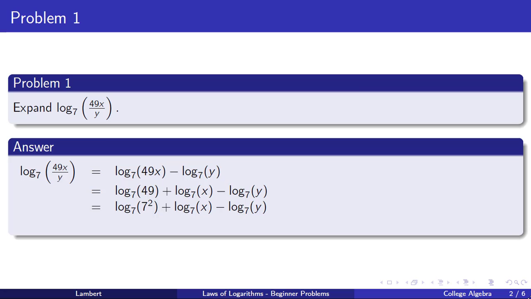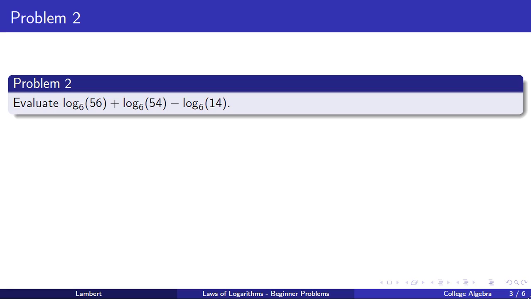And the log base 7 of 7 squared, if we wanted to simplify that, it would be 2 plus log base 7 of x minus log base 7 of y. Notice though, at actually the second step, we were done. We've expanded it. It's just a little bit of simplifying that we've done here. Any of these last three answers will suffice. So just keep that in mind as we move on.